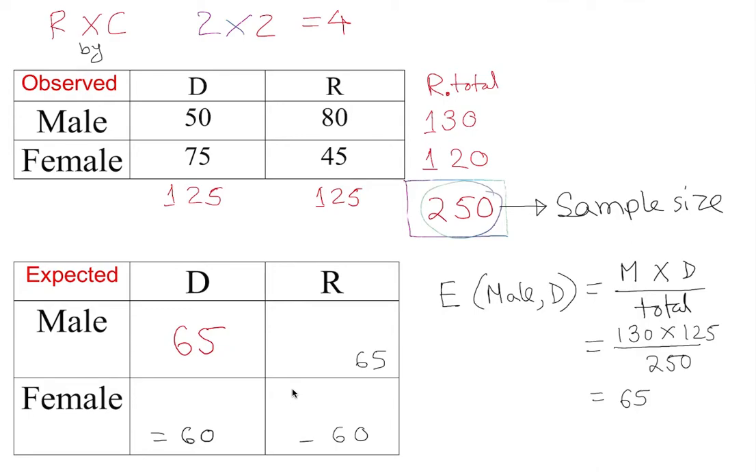Yep, so that's how we find this contingency table. Then convert it into expected frequency. And this is a simple rule: row total times the column total divided by the grand total. That's 65 and so on. Now, let's see if we can gain more understanding with something bigger than this.